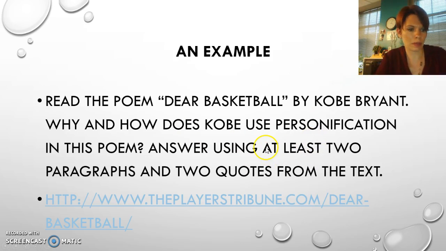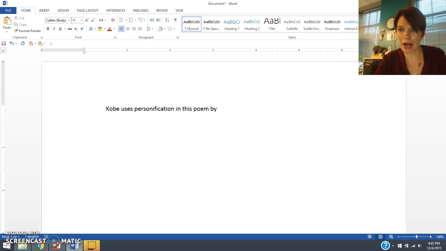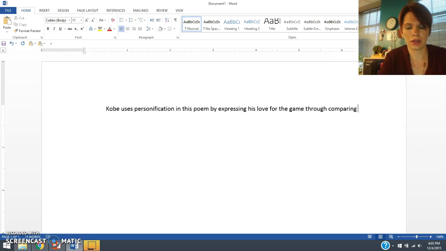So I know I need to be talking about personification. So I want to use the words that are in the question. So I know I want to say the word personification. So I'm going to say, Kobe uses personification in this poem by expressing his love for the game through comparing basketball to a person.